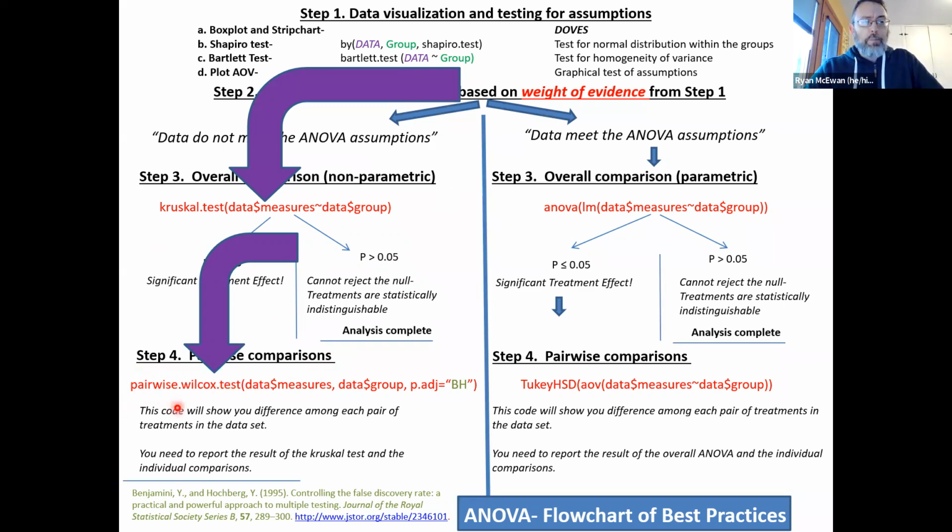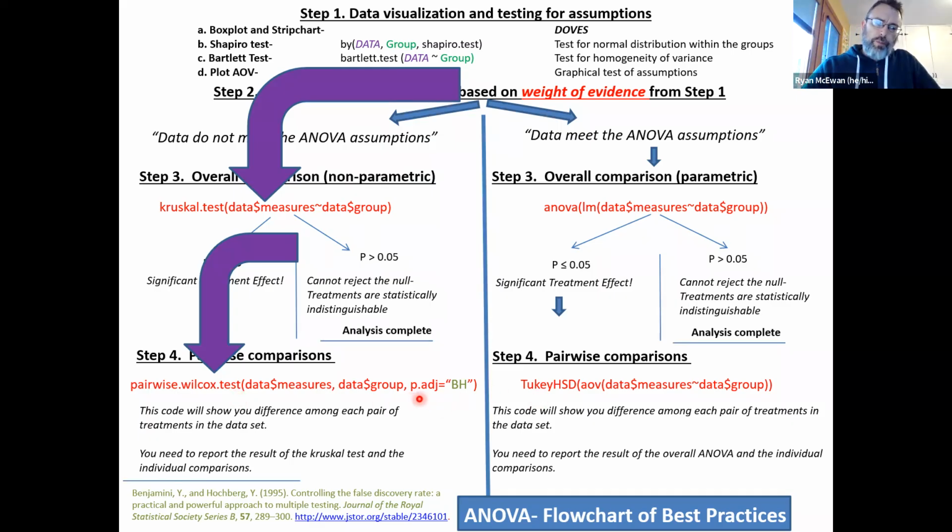This is, again, a non-parametric test. You're saying here, I understand that the data set does not meet the standards for running a normal ANOVA. It does not meet the ANOVA assumptions. So we're going to do this pairwise test.